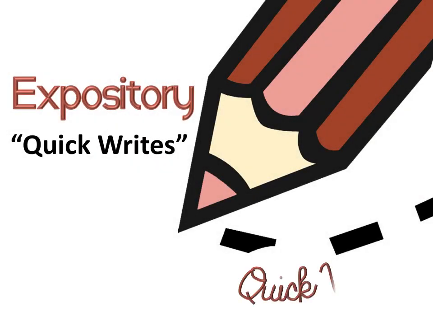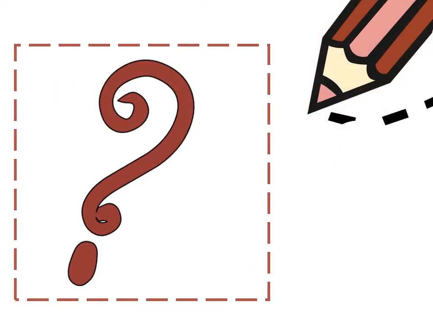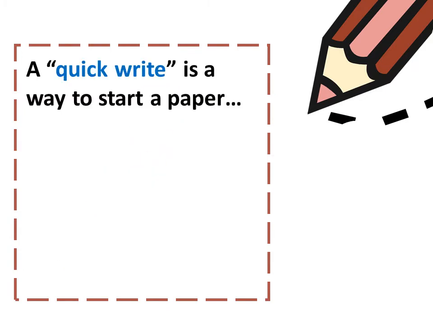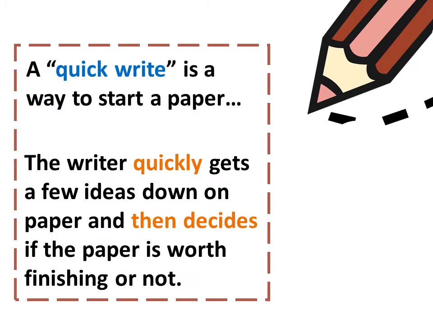Let's talk about expository quickwrites. What is a quickwrite, you ask? Well, I'll tell you. A quickwrite is a way to start a paper. The writer quickly gets a few ideas down on the paper and then decides if the paper is worth finishing or not. In other words, it's kind of a way to brainstorm to make sure you've got enough to say in your paper and that you kind of have a plan before you actually start writing.